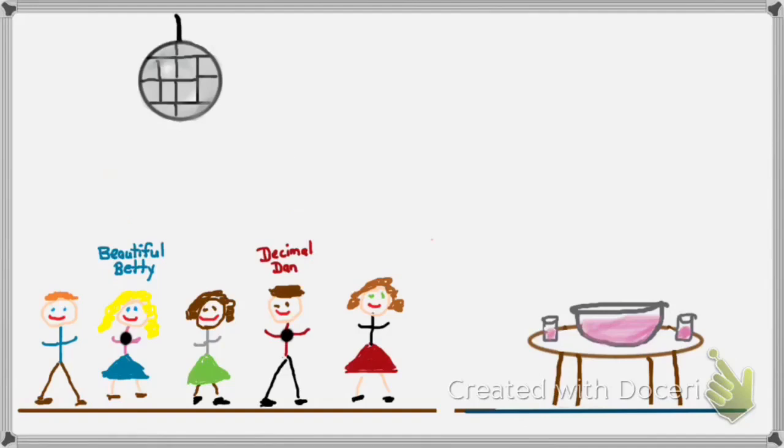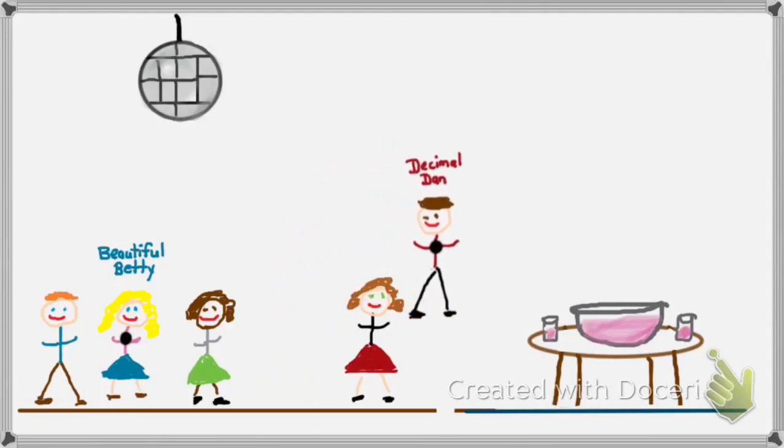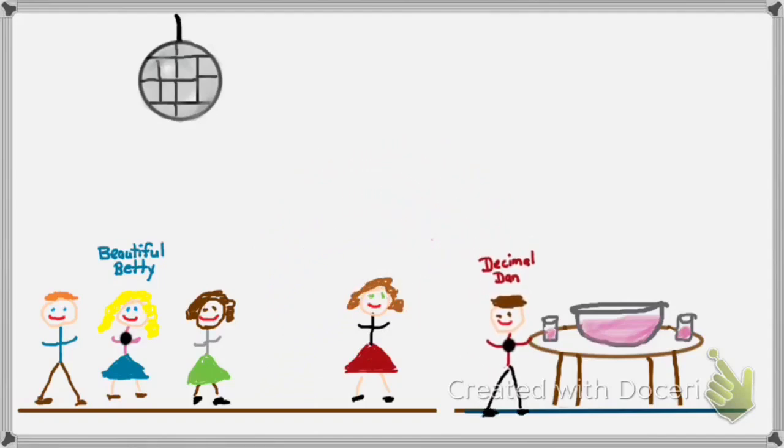So they're dancing away, and as usual, Dan gets thirsty. He's going to go to the fruit punch bowl. How many people does he have to walk around? He's going to walk around one person to get to the fruit punch bowl. So I'm going to write a 1 over him.